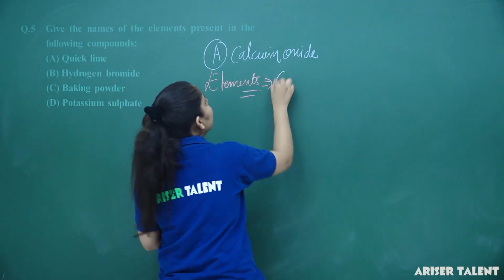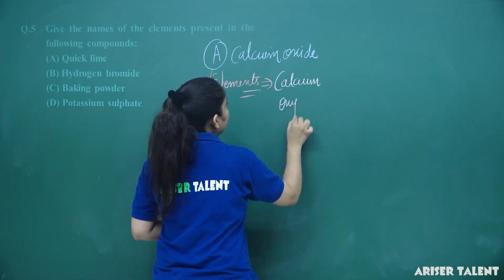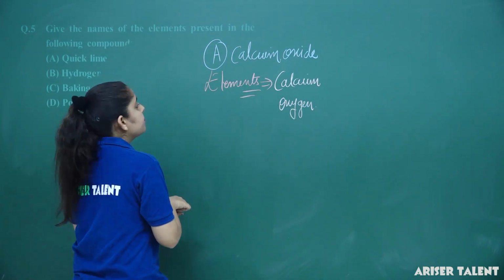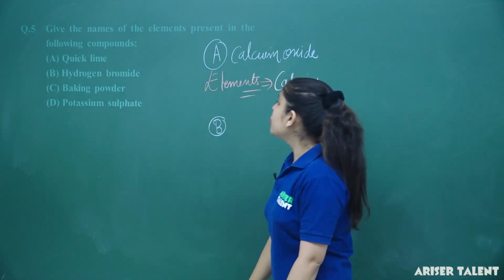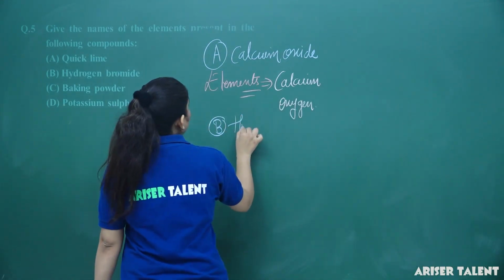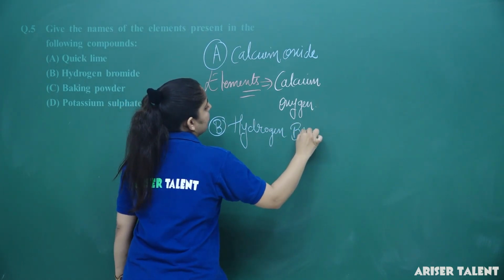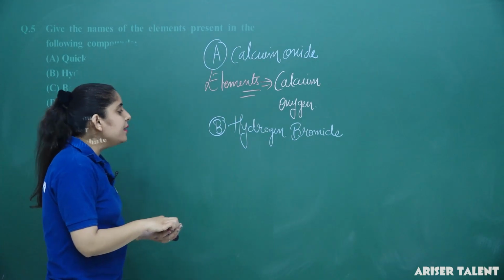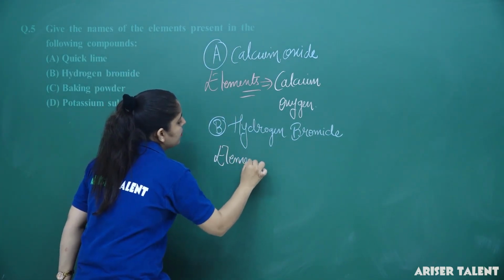So, the answer here will be calcium and oxygen. Okay. Now, the B question is hydrogen bromide. Hydrogen bromide. So, in this hydrogen bromide, what are the elements present here?